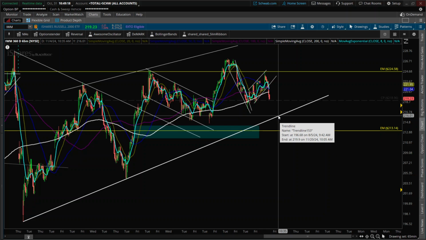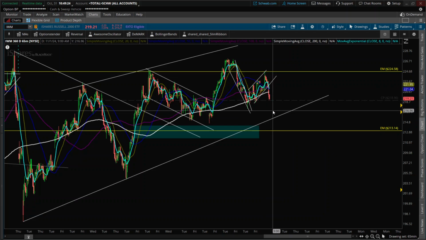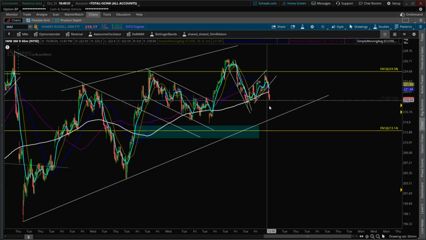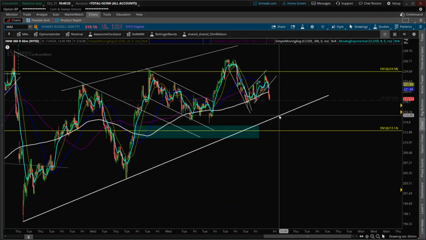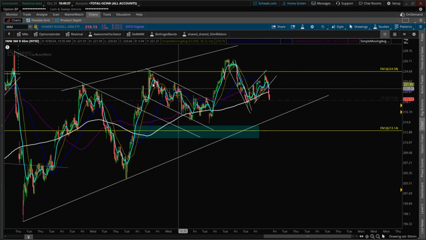I posted that in case you're not familiar. TZA is the inverse IWM triple leveraged. So that's what I'm using out into like the 22nd or something like that. But start taking profits and start hedging to the upside when we get into these supports.